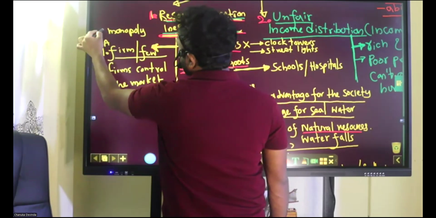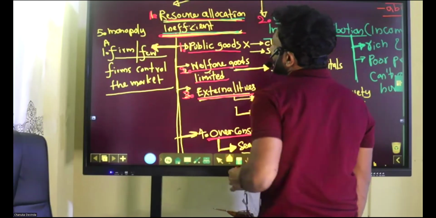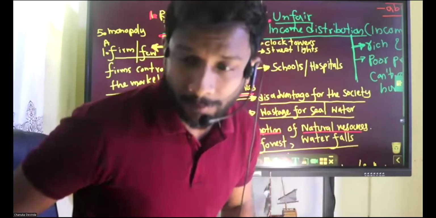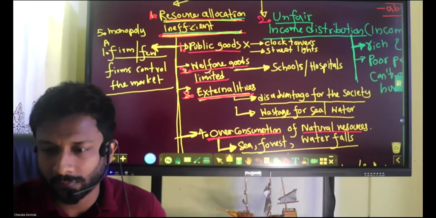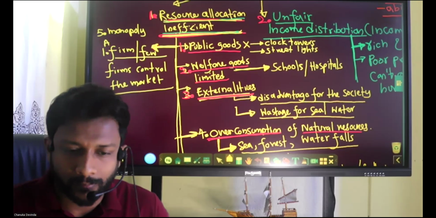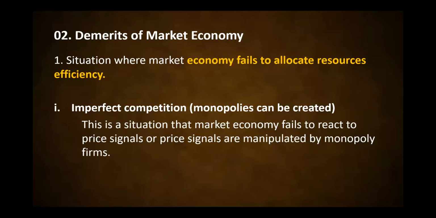So that is also the fifth situation, because of which the resource allocation is inefficient. We'll see. Right. Here, imperfect competition means monopolies can be created. This is the situation where the market economy fails to react to price signals, or price signals are manipulated by monopoly firms. Right? If the total economy has only one firm, that is a monopoly situation.